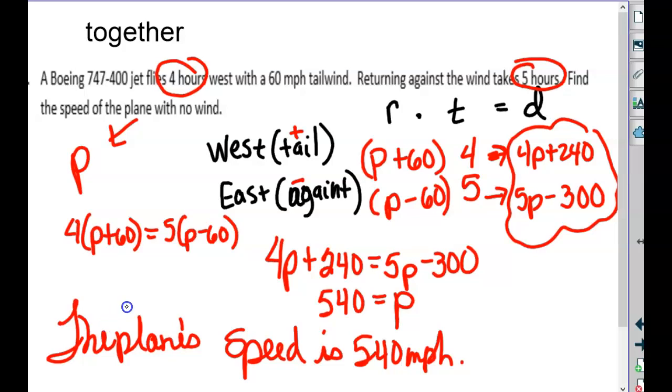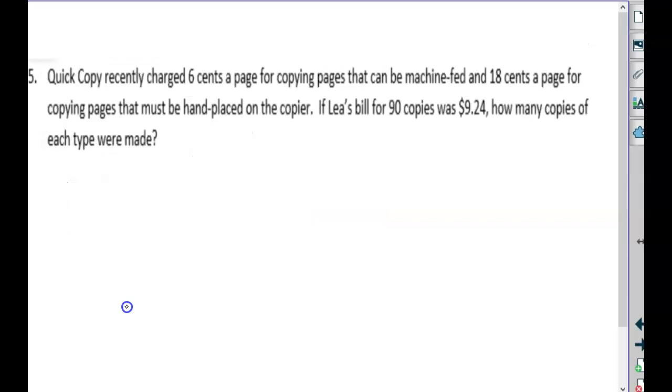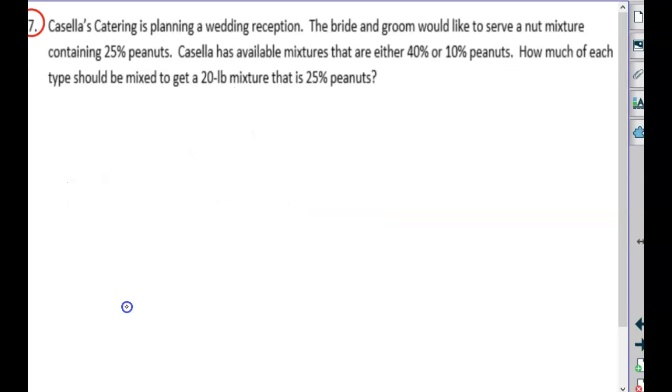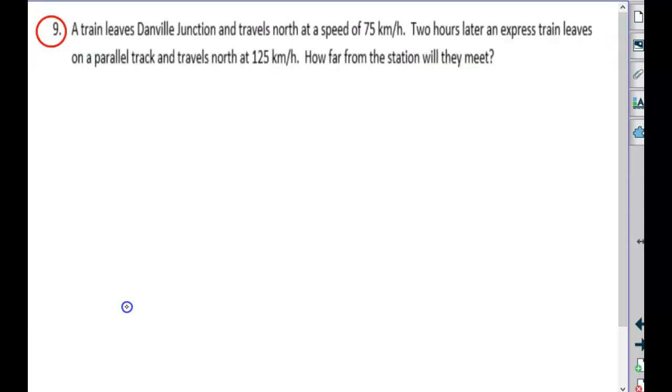Anybody lost? All right, so you need to do 3 more problems. 7, 8, and 9 are the 3 that are assigned on the homework check, okay? 7, 8, and 9, which are on the back if you want to circle them. 7 is a mixture problem about peanuts. 8 is another mixture problem about acids. And 9 is a train question again. Okay?